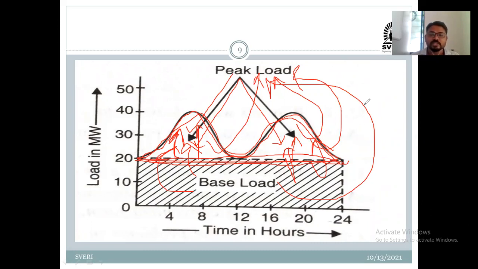Means ultimately, whenever I need to know the base load and peak load, I should know 101% the shape of my load curve, or where my load curve is. Without the load curve it is not possible for us to tell how much base load and how much peak load there is. Whenever I have to give information about the base load and peak load, I should know the load curve.